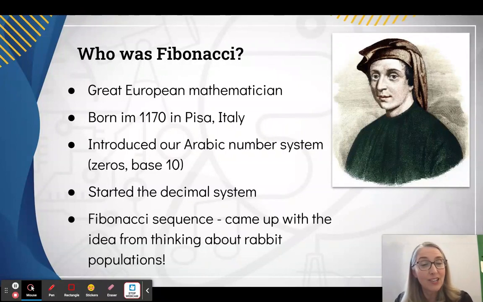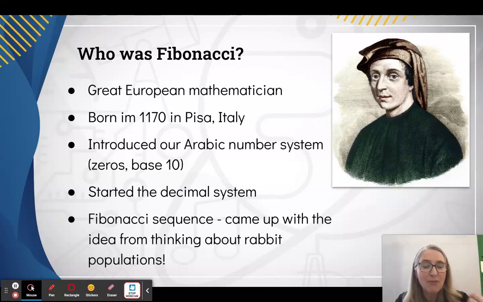All right. Who is Fibonacci? Glad you asked. So he's this great European mathematician, and he was born in Italy. And he introduced the Arabic number system, which includes 0 or base 10s, 10s, 20s, things like that. He introduced that to Europe. He also started the decimal system. And he was the one that came up with this interesting sequence of numbers.